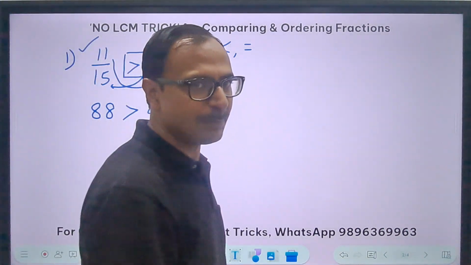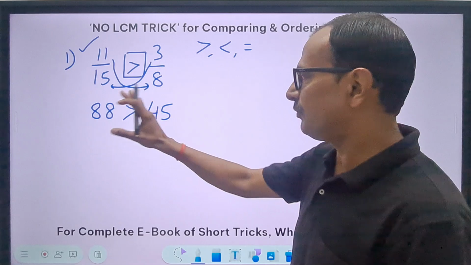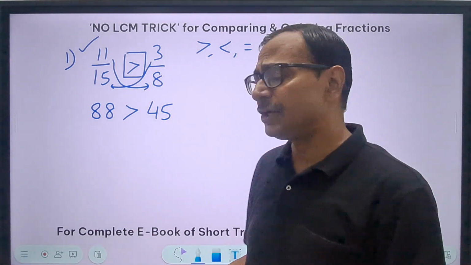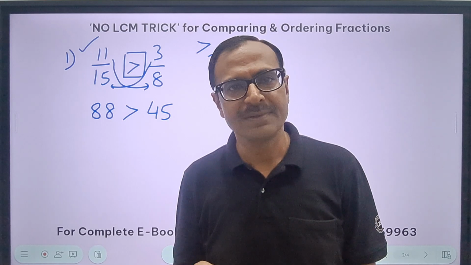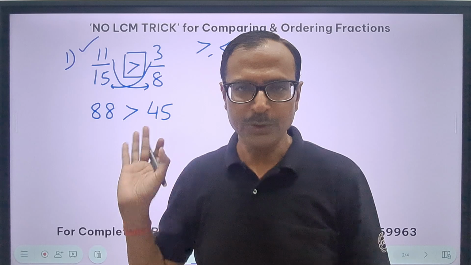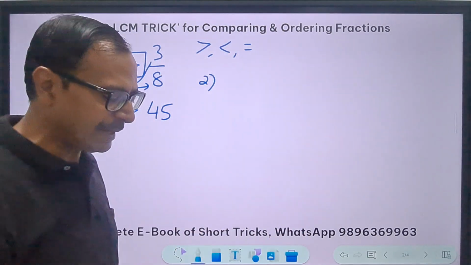Now do you need a pen and paper for that? I don't think so, right? Because you are not taking any LCM. 15 and 8, no LCM, right? And just need to be very good in your tables and basic multiplication. So if that is strong, this is not going to trouble you. Let's see another one. Say question number 2 for this type of question.